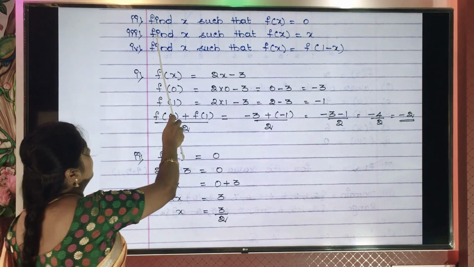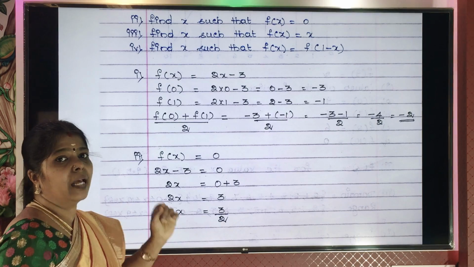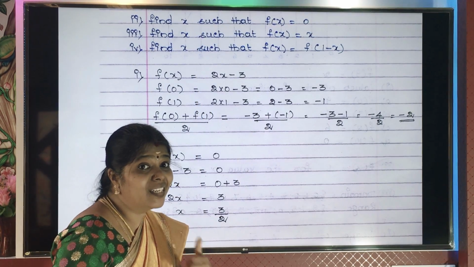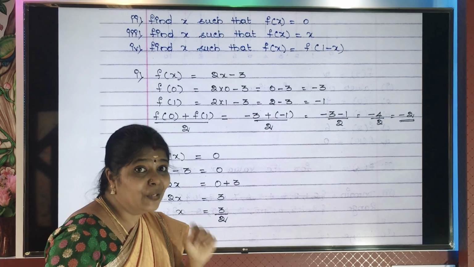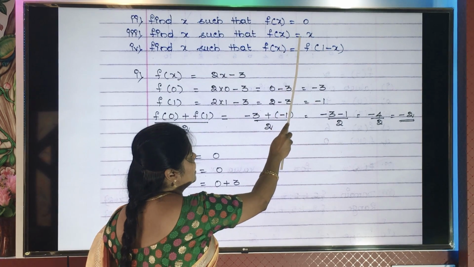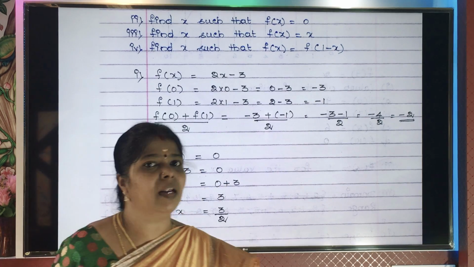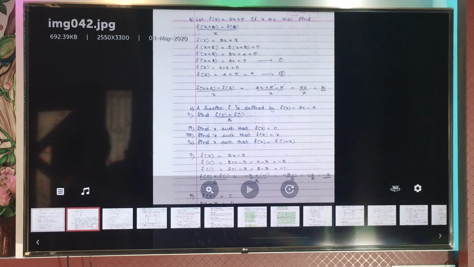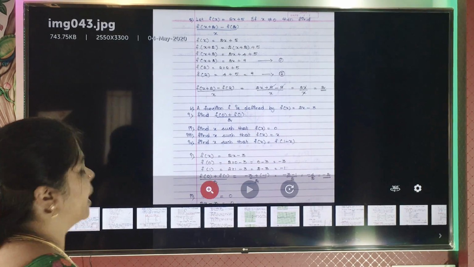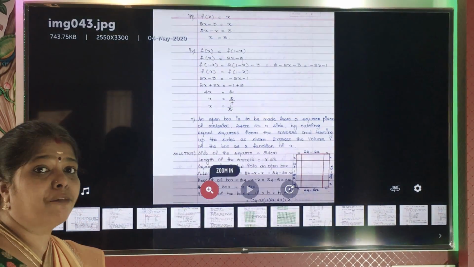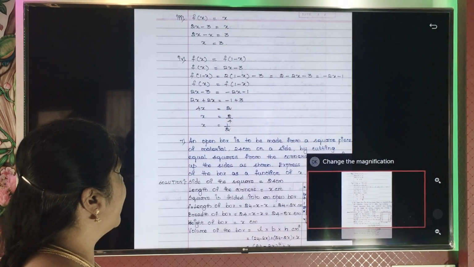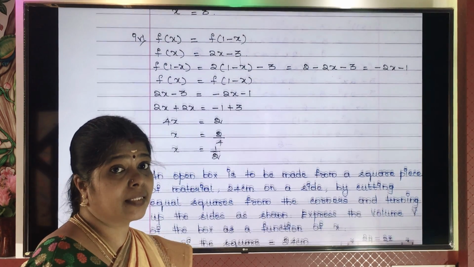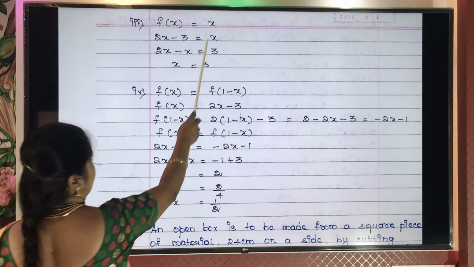Now the third subdivision is, again they have given a condition. We need to find x, but what is the condition now? The new condition is f of x is equal to x. Now let us see how to do it. In the previous one it was f of x equal to 0, so we equated to 0 and found the x value. But now they say f of x equal to x.